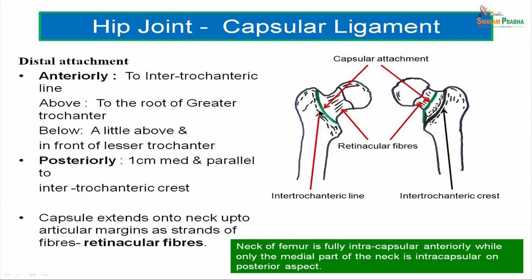Now the capsule extends from its attachment onto the neck as fine strands which are called retinacular fibers. So the capsular attachment is here. From here the capsule extends along the neck as fine fibers both anteriorly and posteriorly, and these fine fibers of the capsule extending onto the neck are called the retinacular fibers.